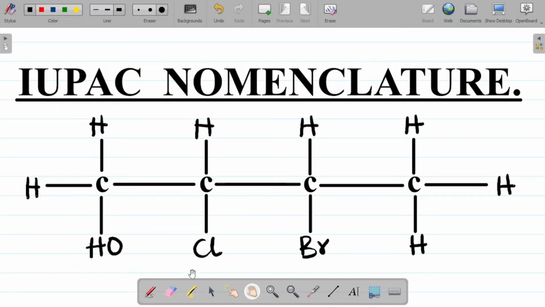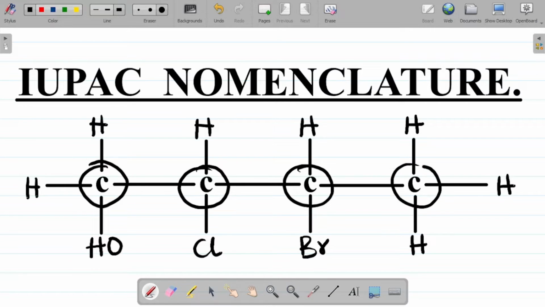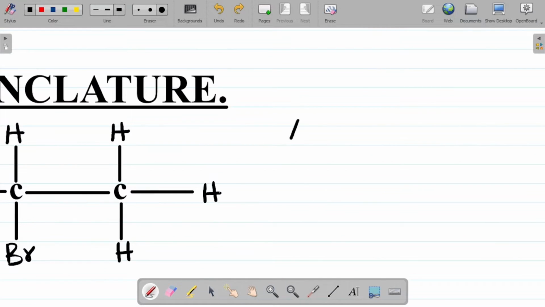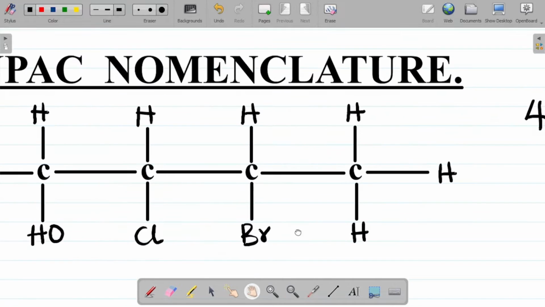Now, when it comes to naming a compound, your first task is to get the longest continuous carbon chain, which in this case is 1, 2, 3, and 4. That's your first rule. Get the longest continuous carbon chain. So we have a 4 carbon chain, and for 4 the prefix is but-, because I have 4 carbon chains.